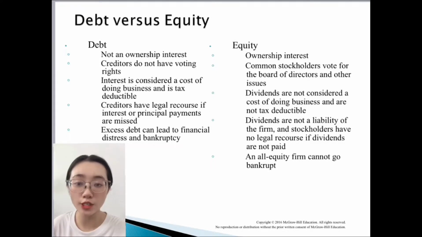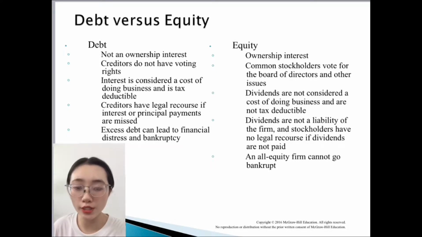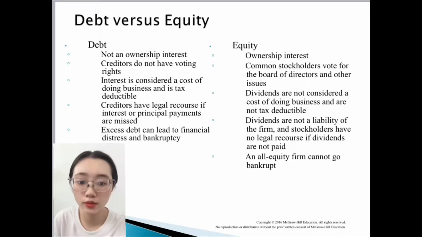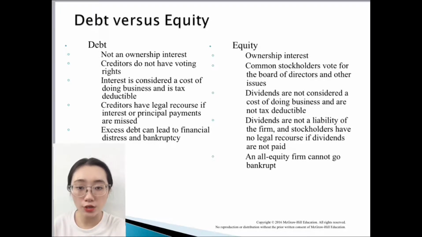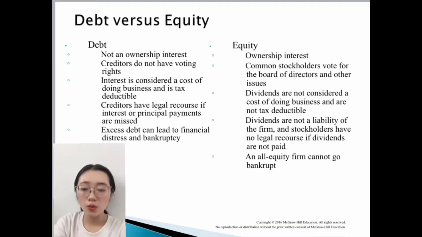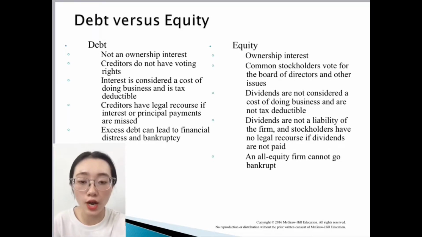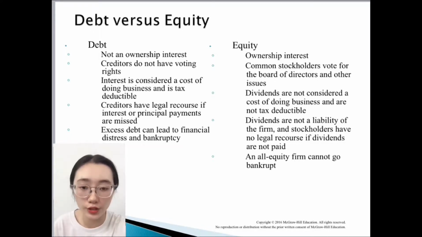Now we move to corporate long-term debt. The security issued by a corporation may be classified as an equity security or a debt security. So we need to find the difference between debt and equity. Debt is not an ownership interest in the firm, and the creditors do not have voting power. Moreover, the corporation's payment of interest on debt is considered a cost of doing business and is fully tax deductible. Equity, on the other hand, is an ownership interest, and the common stockholders have the power to vote.